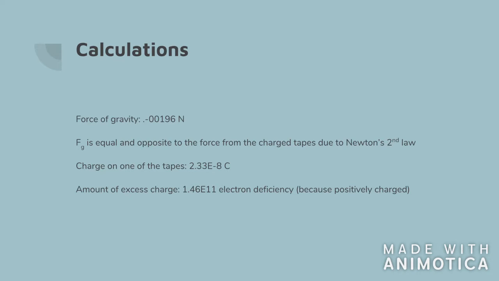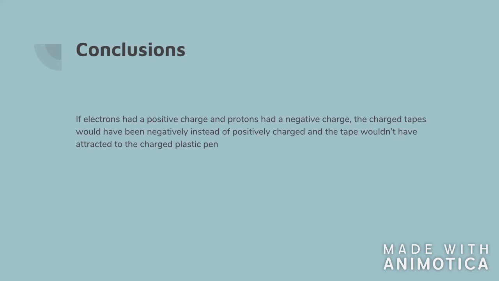I calculated the charge on one of the tapes through the assumption that the charges on both of the tapes are exactly the same in magnitude and the charge is uniformly spaced. If the electrons had a positive charge and the protons had a negative charge, the charged tapes would have been negatively instead of positively charged because the electrons would have given the tape on the table a positive charge. Therefore, the tape would not have been attracted to the charged plastic pen, but would have repelled.